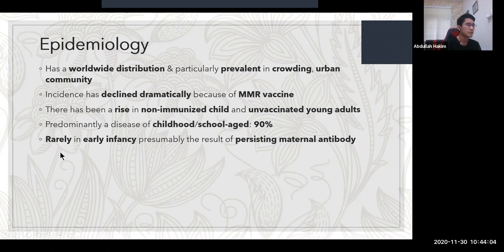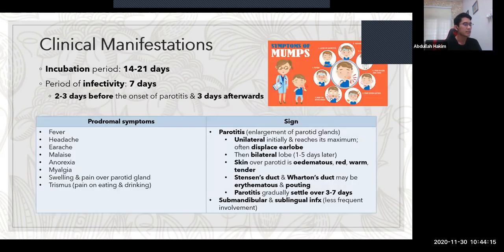Okay, so this disease is rare in early infancy because of the maternal antibody itself, which may protect the baby from the infection of the mumps virus. So the clinical manifestation for mumps.